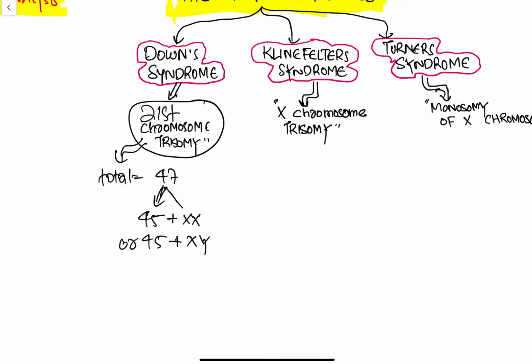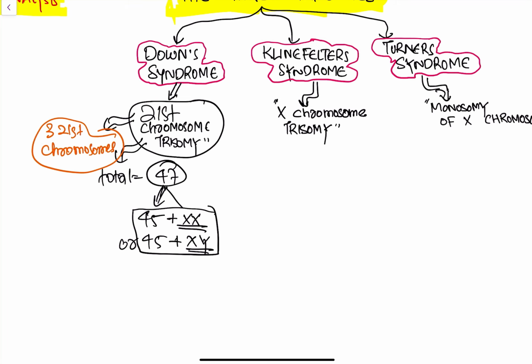So both males and females can be affected, and the total number of chromosomes will be 47, which is 45 plus XX or 45 plus XY. There is an extra 21st chromosome. That means there are three 21st chromosomes. This is a trisomy of the 21st chromosome.